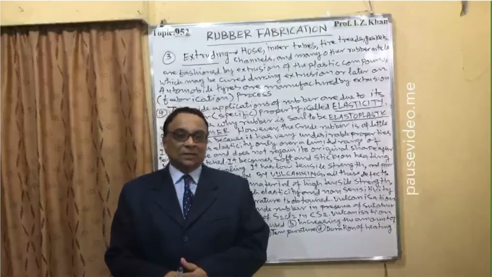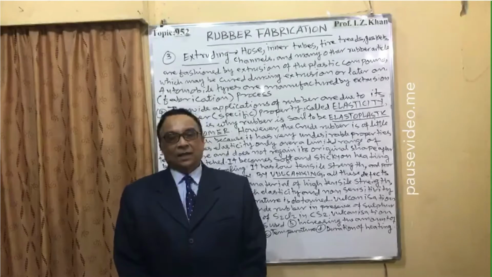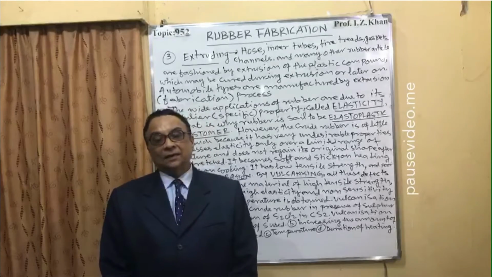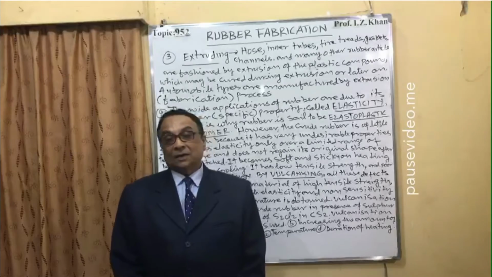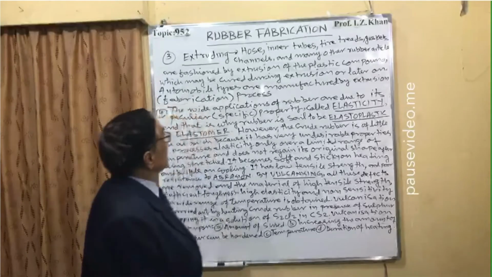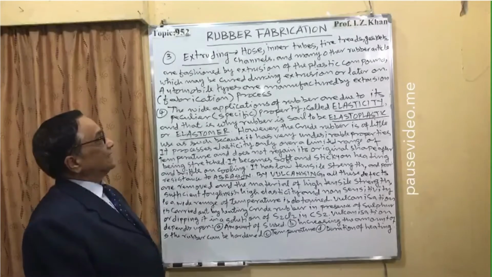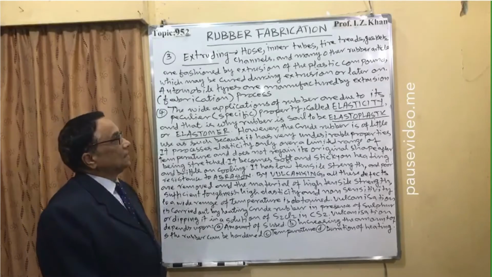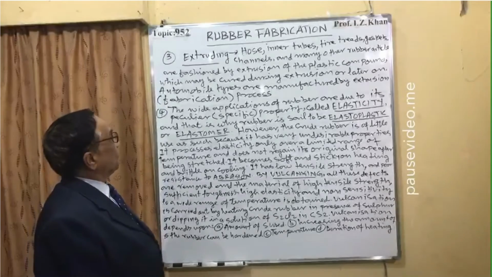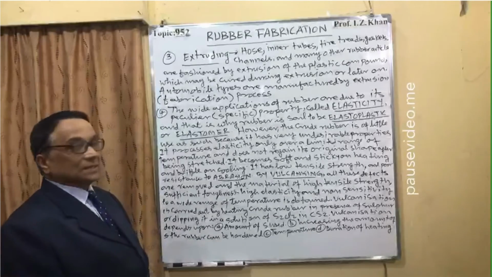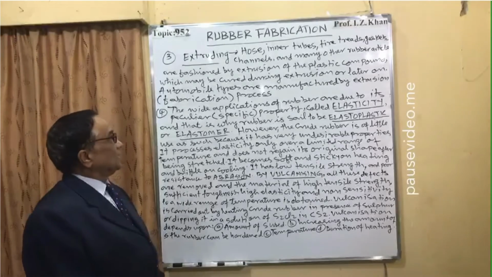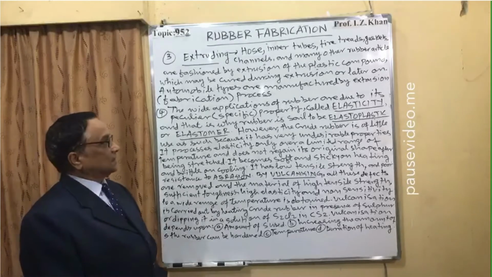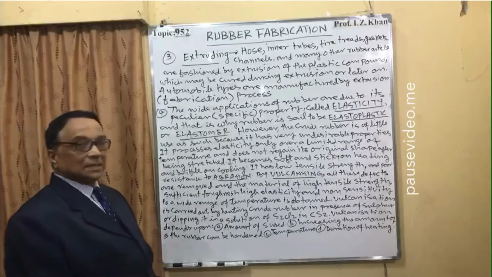In the fabrication process, the next important step is known as extruding. Extruding is part of fabrication, and by extruding a lot of automobile tires are manufactured. Hose, inner tubes, tire treads, gaskets, channels, and many other rubber articles are fashioned by extrusion of the plastic compound, which may be cured during extrusion or later on. Automobile tires are manufactured by extrusion, that is a fabrication process.